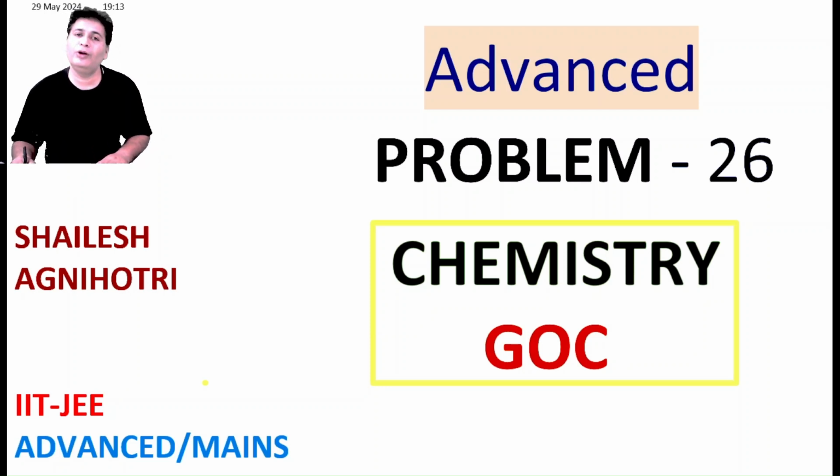Students, as you all know, we are doing a problem series based on general organic chemistry. And in this topic, we have covered various subtopics like carbocations, carbanions, aromaticity, resonating structures, acidity and basicity. So let us now try to see what is there for us in question number 26.